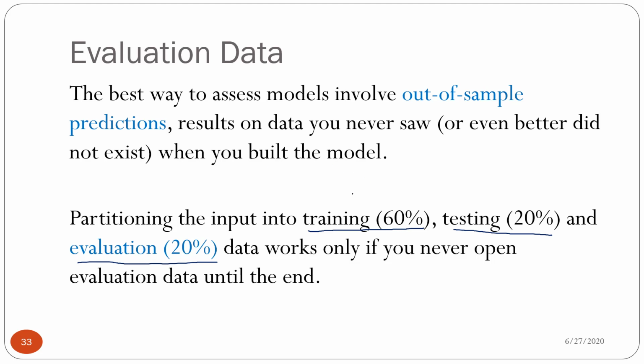That is the case when you have limited data, where you have to use whatever data is available to you for building the model and also evaluating. In that case, you should keep 20% of your data for evaluation, the remaining 20% for testing, and 60% for training. That's the rule.